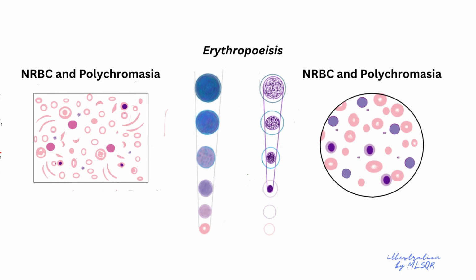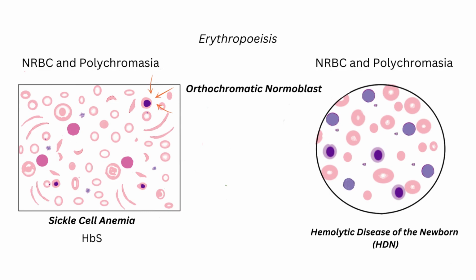Here we see two patients with bone marrow stress to produce more red blood cells in response to hypoxia and anemia with erythropoietin. Evidence of this is seen as nucleated RBCs and polychromasia. The first example is one of sickle cell anemia, demonstrating orthochromatic normoblasts with slightly more basophilic cytoplasm than a mature red blood cell, giving away its cellular lineage. The second is a baby with hemolytic disease of the newborn, most likely due to a blood incompatibility between mother and baby with fetal maternal hemorrhaging and mixing of blood.